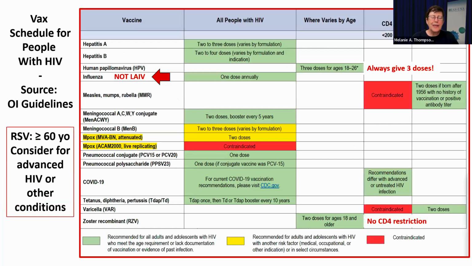So I just want to point this out. If you go to the OI guidelines, they have a great resource, which is a super little chart. And I think this is really helpful. Next, I want to point out, if you're giving HPV vaccine, people with HIV always get 3 doses. And if you're giving recombinant zoster vaccine, there is no longer any CD4 restriction. So that can be given to anybody.